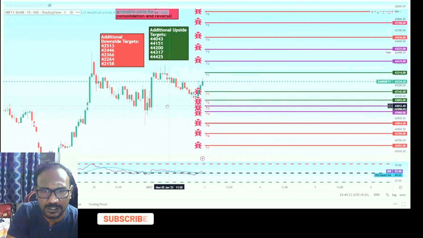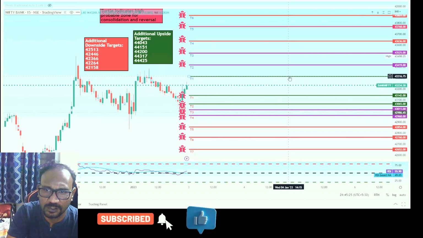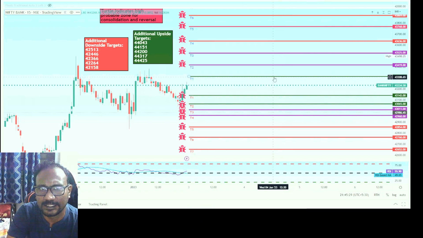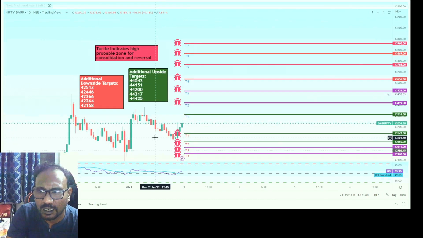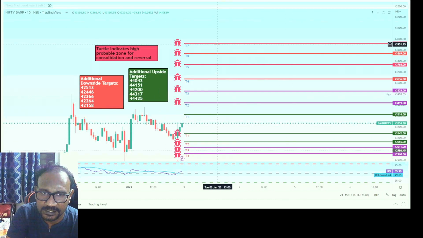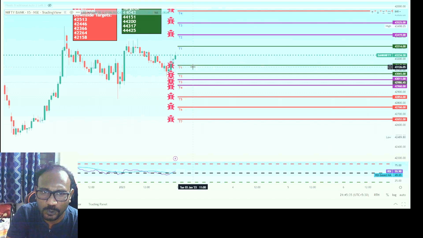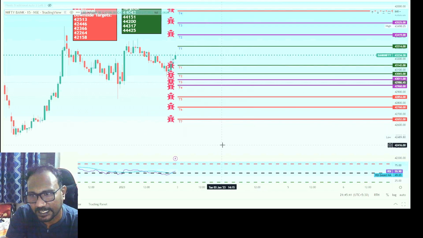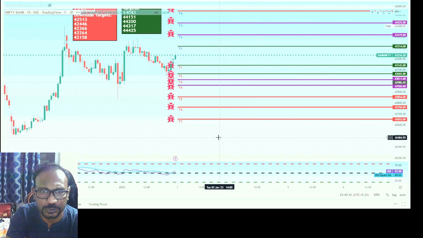So these are the levels. T1 on the higher side is starting at 43,314, and then it goes up to 43,960. That is the T7 target. Similarly, on the lower side, T1 is at 43,142, and T7 at 42,652.